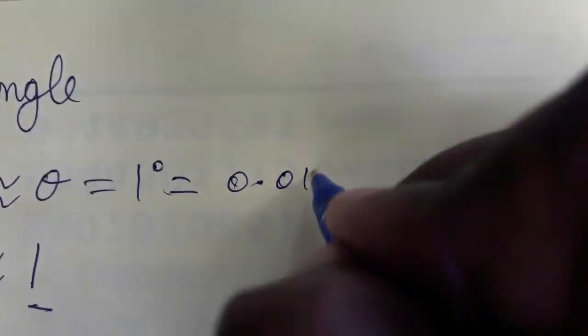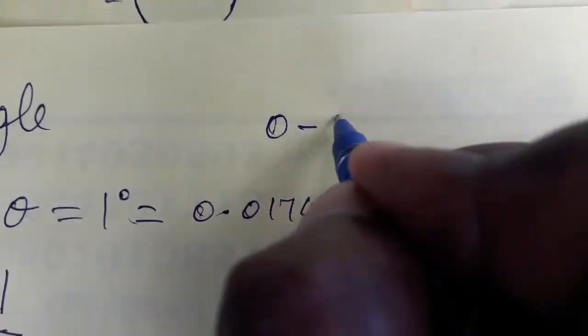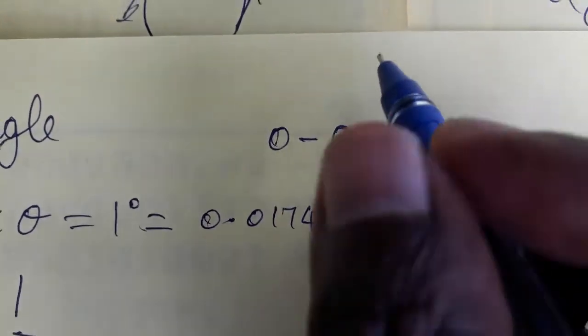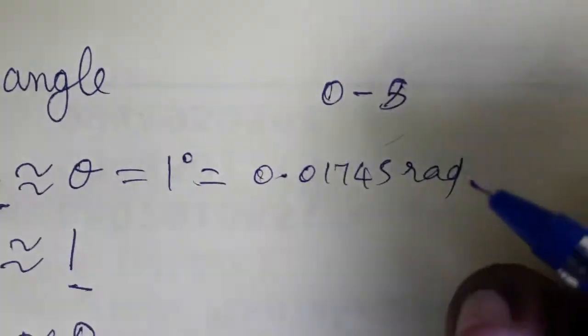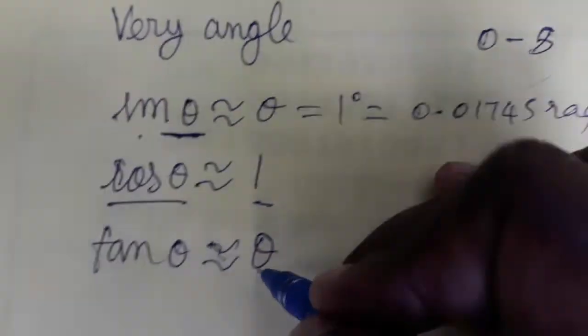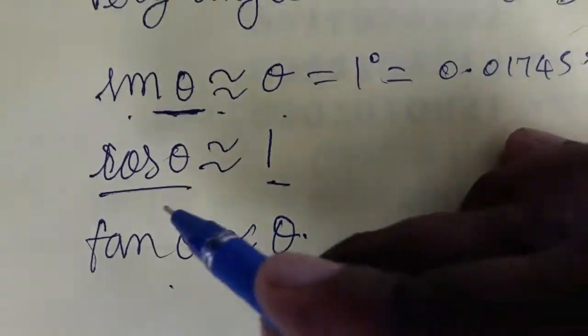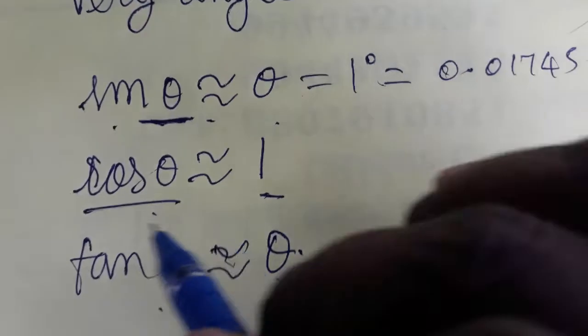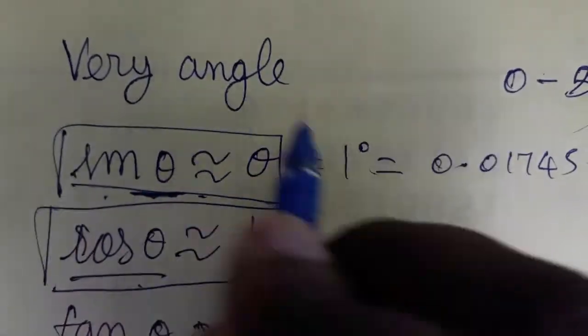Okay, 0.01745 radian. Two degrees is also the same; from 0 to 5 to 8 degrees we get a very small angle. Instead of using the sine of the angle, you can use the direct value in radians. Tan will also be the same. That means sin theta is approximately equal to theta, tan theta is approximately equal to theta, and cos theta is approximately equal to 1. This is the equation we got.